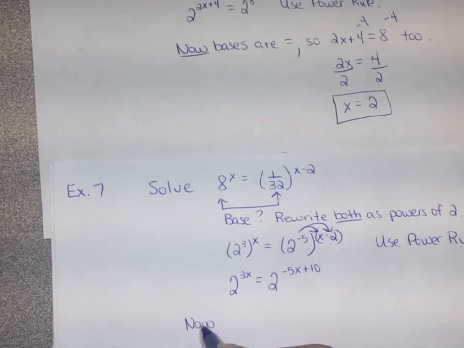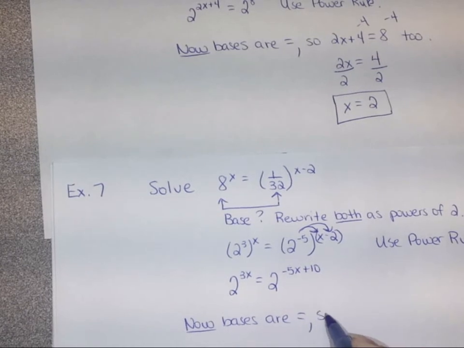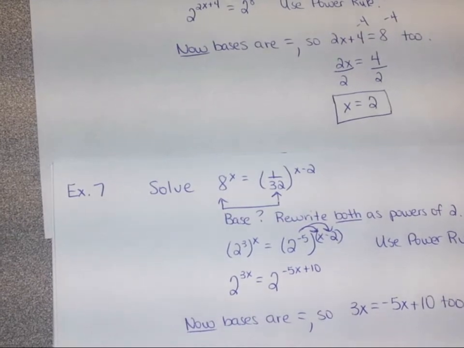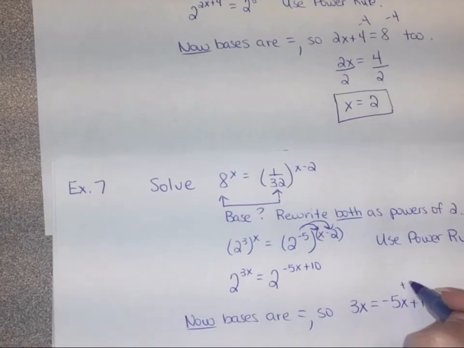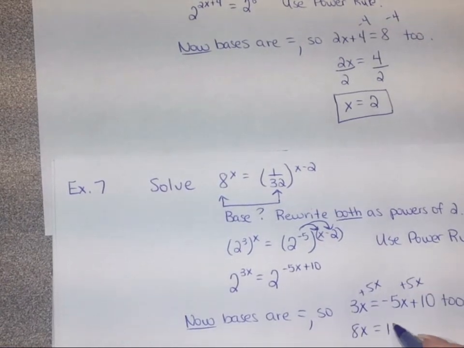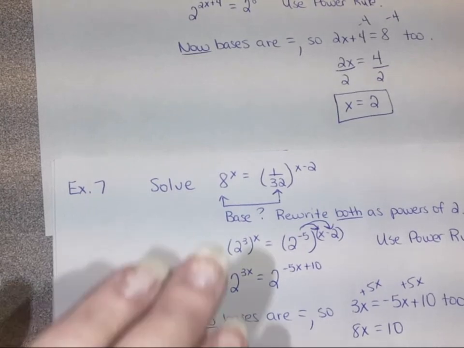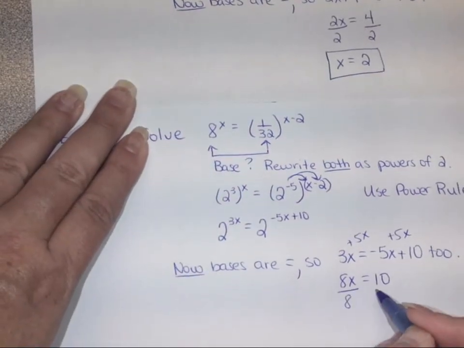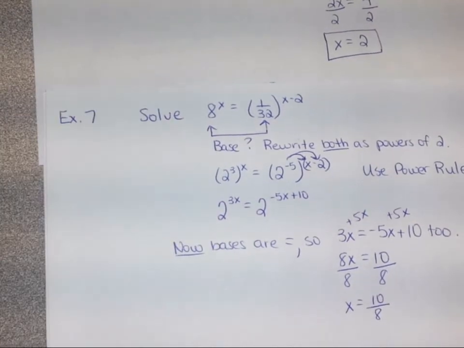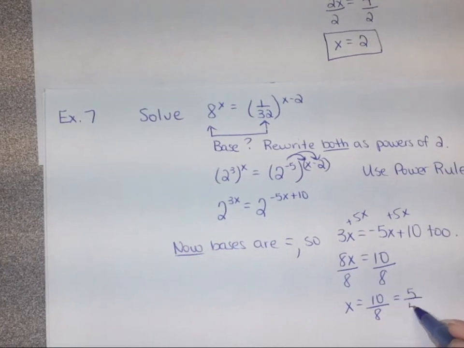But now what do you notice about the bases? The bases are equal now. So what can we say about the exponents? They're the same also. And then we'll just have a little bit of solving to do, right? So we're going to add 5x to both sides. So we get 8x equals 10. And then last but not least, divide by 8. And we'll reduce that if we can. So we get 10 over 8. What goes into both 10 and 8? 2, right? So 5 over 4 is what you end up getting.